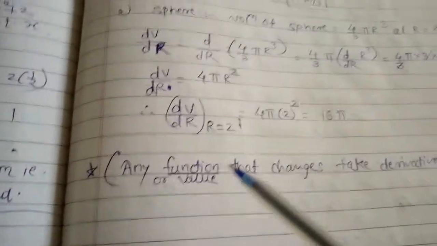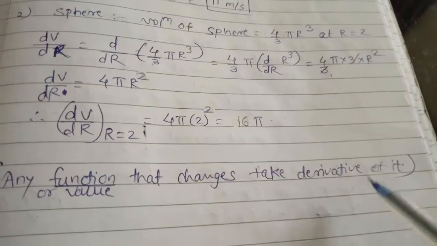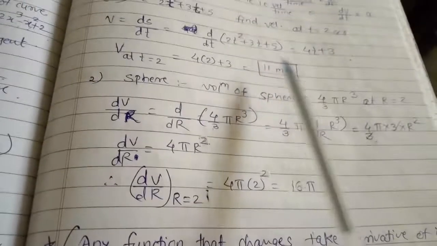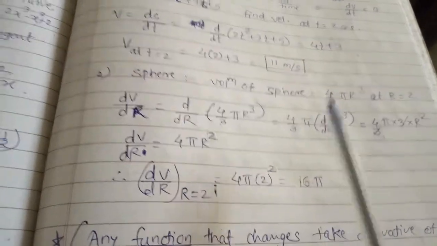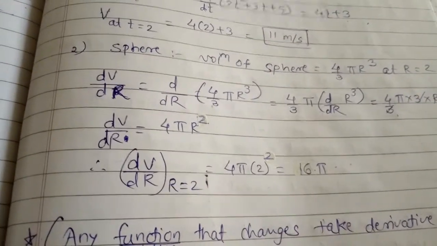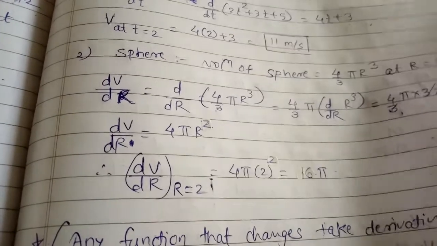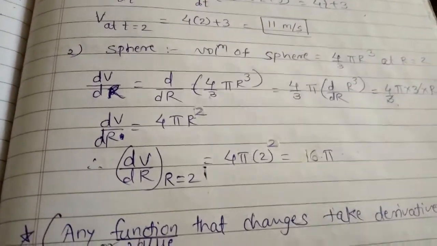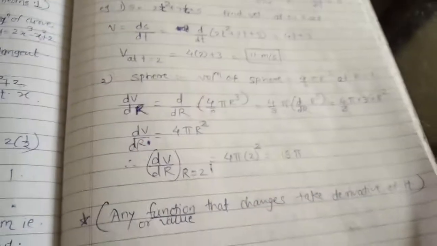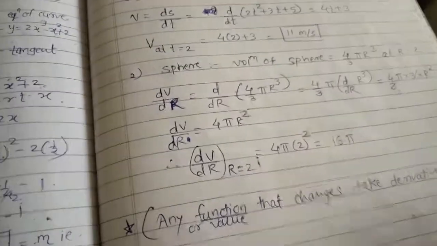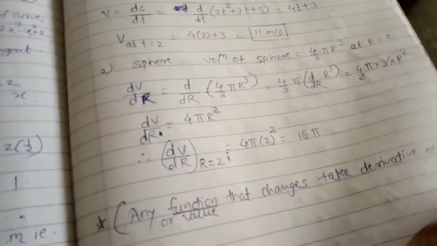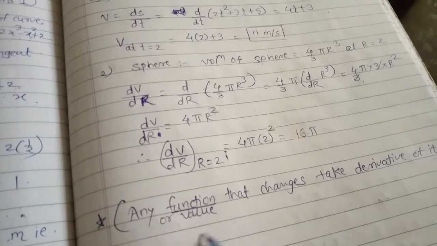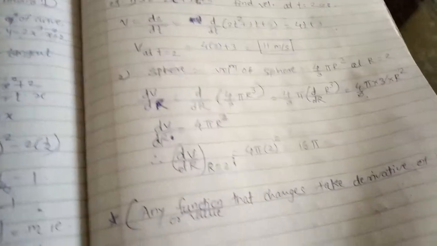So any function that changes, we have to take the derivative of it. In this type of examples, when we read the example, we find out which quantity is changing. So here, the quantity that is changing, we take its derivative in this type of examples. So any function or any value that changes, we have to take the derivative of this one.